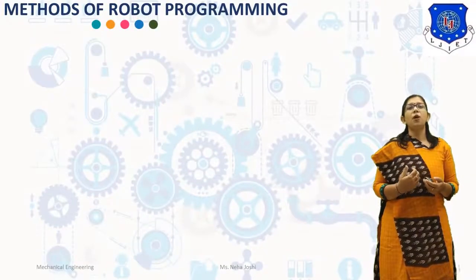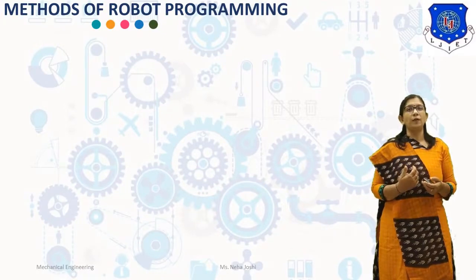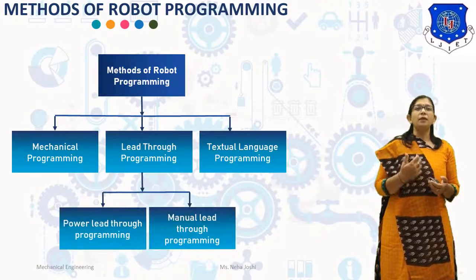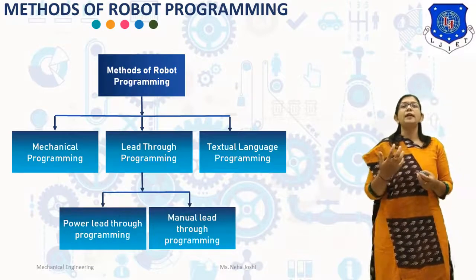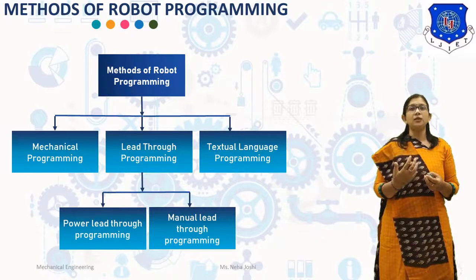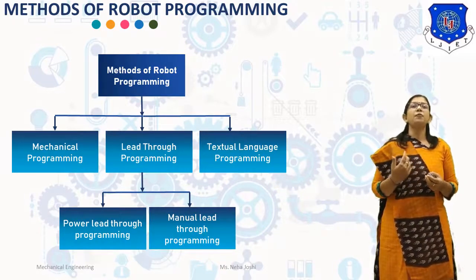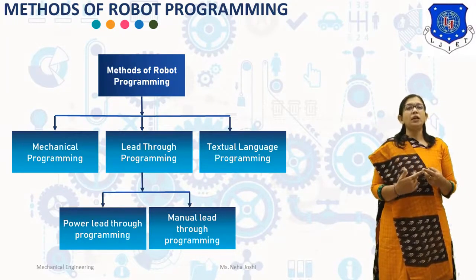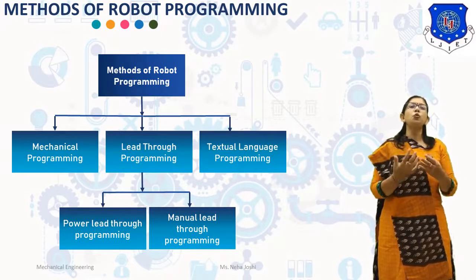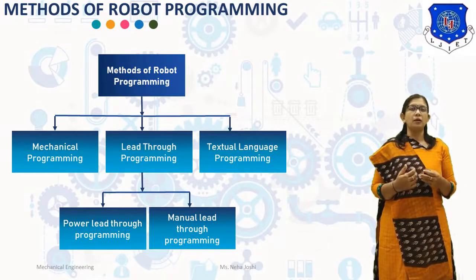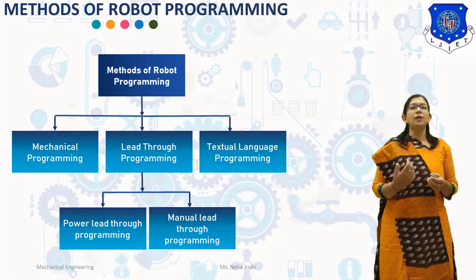Now we will discuss the methods of robot programming. What is robot programming? Robot programming is a set of instructions for setting the path of the manipulator in space, for controlling the movement of the end effector, and for receiving signals from the sensors. There are three methods of robot programming. First one is mechanical programming. Second one is lead-through programming, which is further divided into two parts: power lead-through programming method and manual lead-through programming method. And third one is textual language programming.